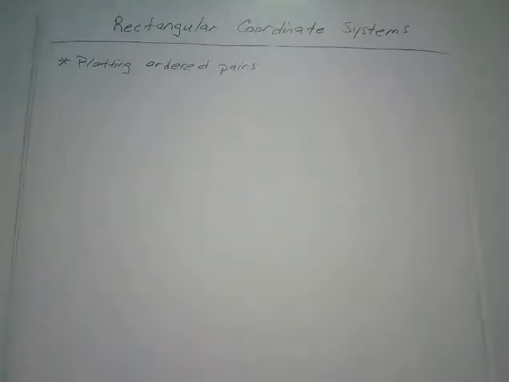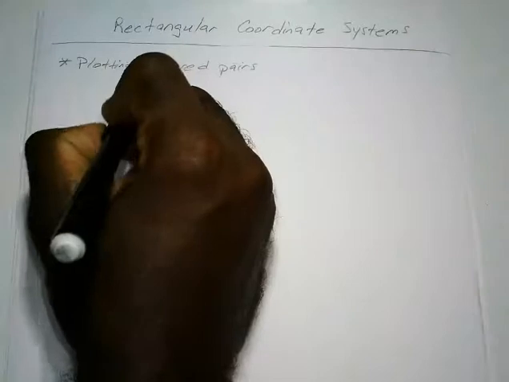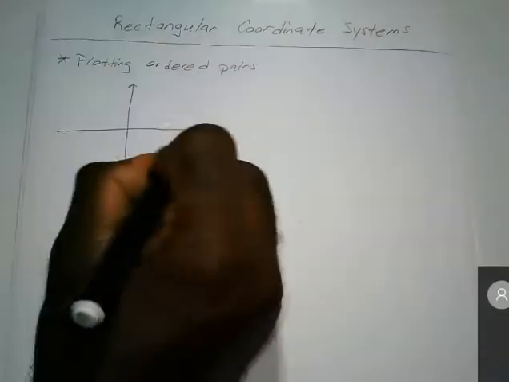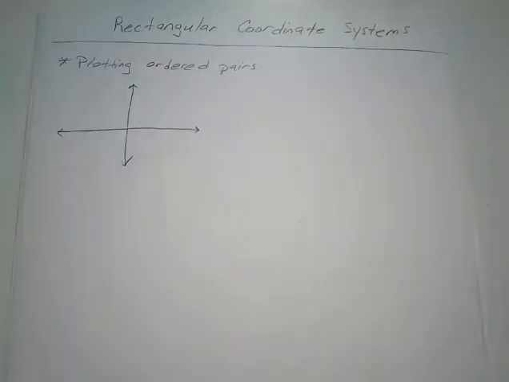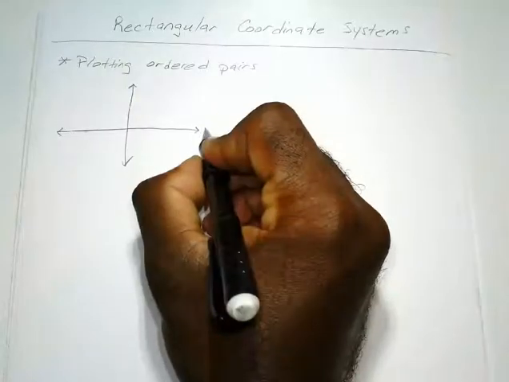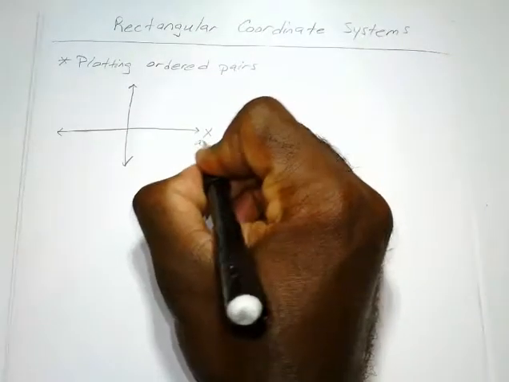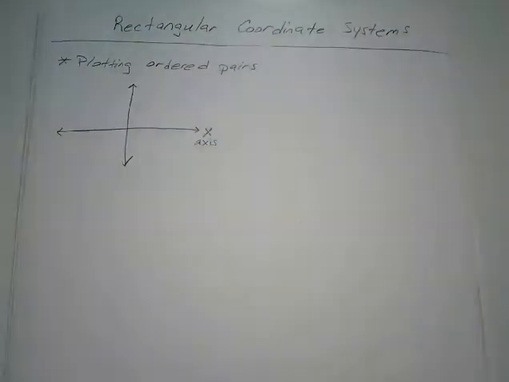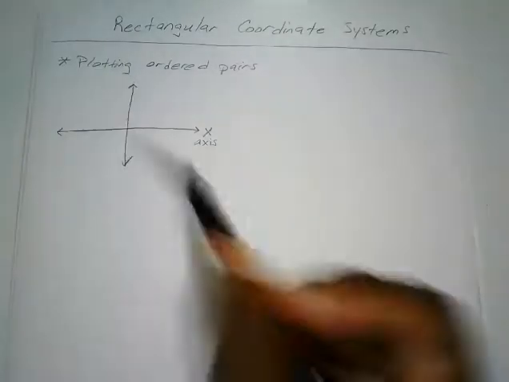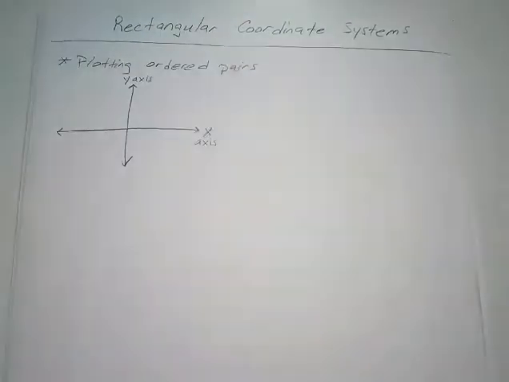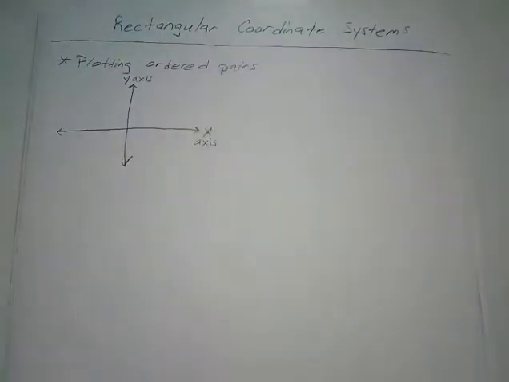Okay, so when you're plotting an ordered pair, we're going to start on what they call the XY axis. Okay, so going from left to right, that's your x-axis. Okay, and going from top to bottom or up and down, that's your y-axis. You normally won't see the word axis, you'll see just x or just y.